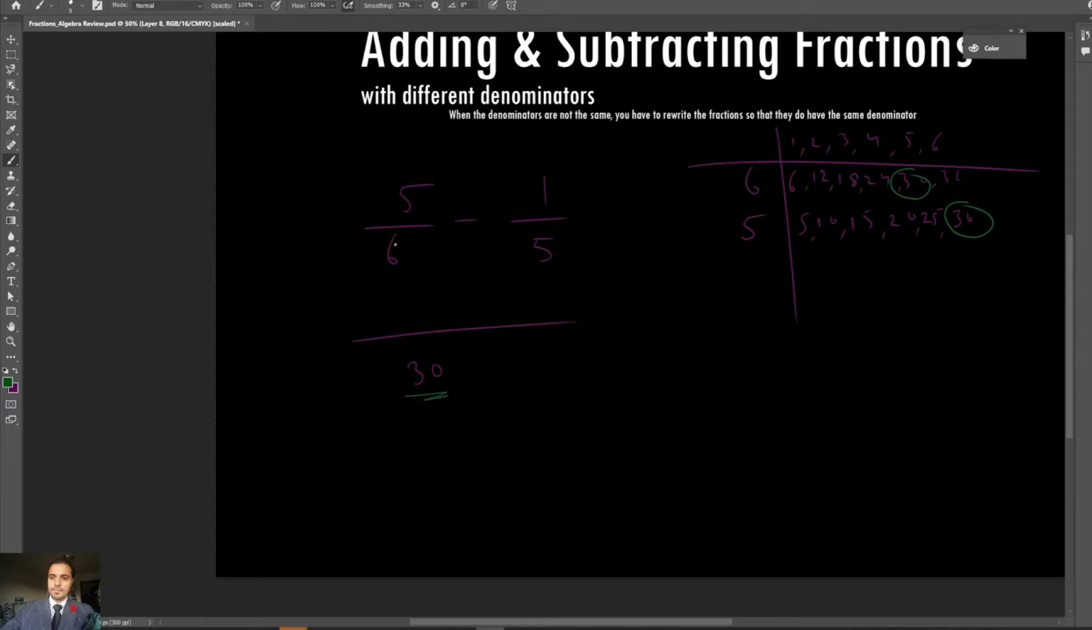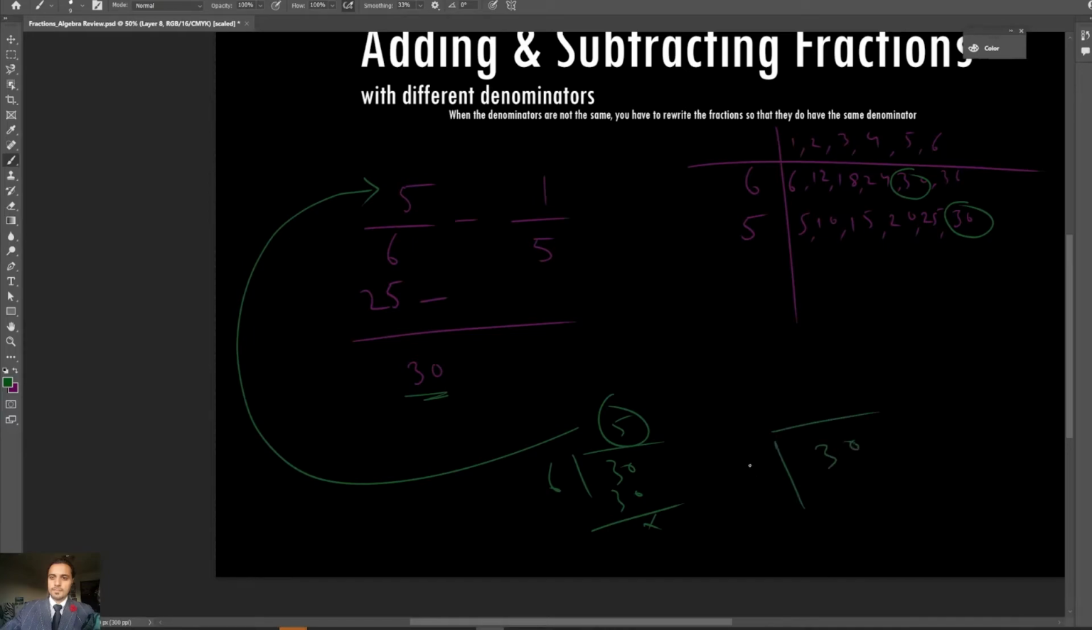Now we have to see how many times 6 goes into 30. So 6 goes into 30 5 times, right? So we're going to take this 5 and multiply it with this 5, which gives us 5 times 5 is 25, minus. How many times does 5 go into 30? Well, 6 times. 5 times 6 is 30. And so this 6 will be multiplied with this 1, so 6 times 5 is 30, right? And so the answer would be 25 minus 30, which is minus 5.